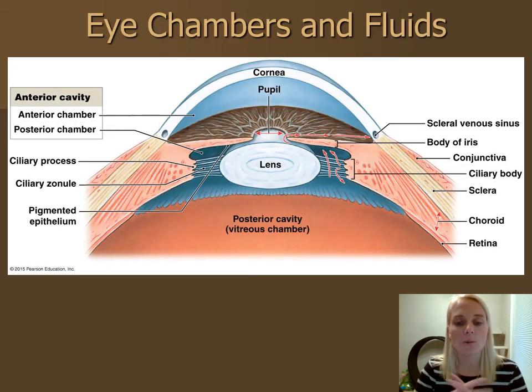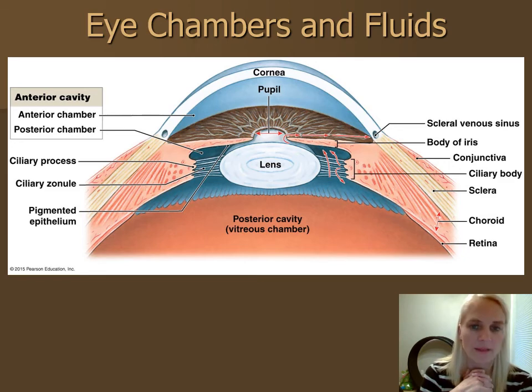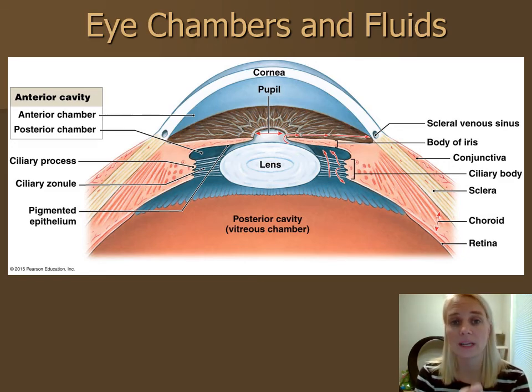Okay, so now we're going to take a closer look at the chambers of the eye. We already talked about how the anterior cavity is broken up into the anterior and the posterior chambers, and then the posterior cavity is everything posterior to the lens. Now we can talk a little bit about the fluids.